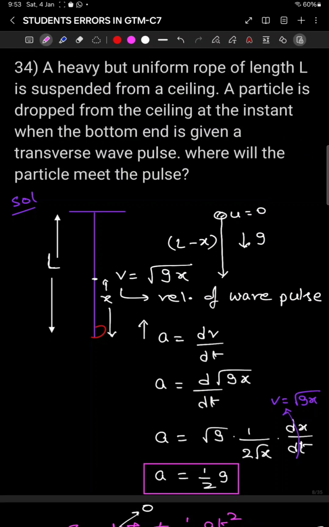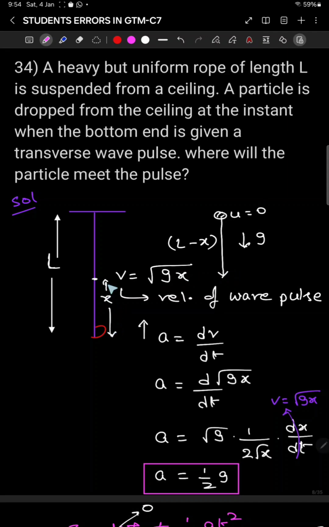Let's go to next question. This question belongs to waves. A heavy but uniform rope of length L is suspended from the ceiling. A particle is dropped from the ceiling at the instant when the bottom end is given a transverse wave pulse. From the top we released a particle, and at the same instant a wave pulse is created at the bottom. So the pulse is moving up and the particle is coming down. The question was, at what height will they meet each other?